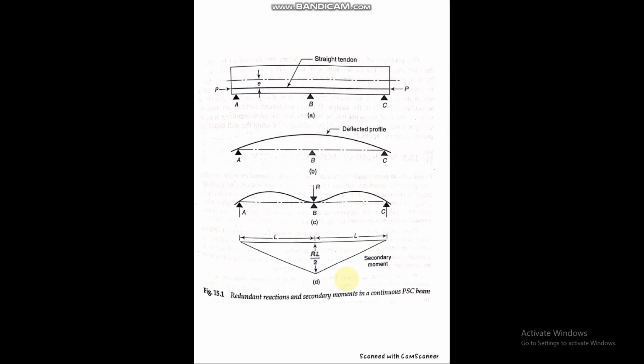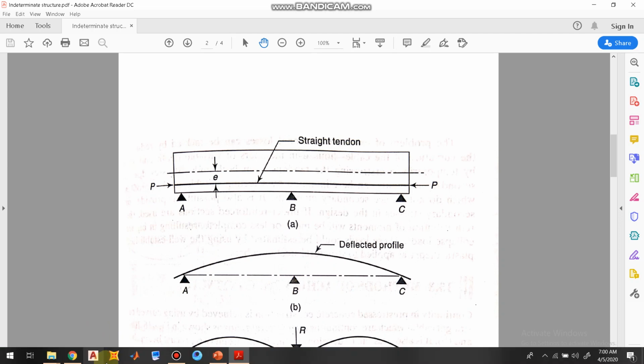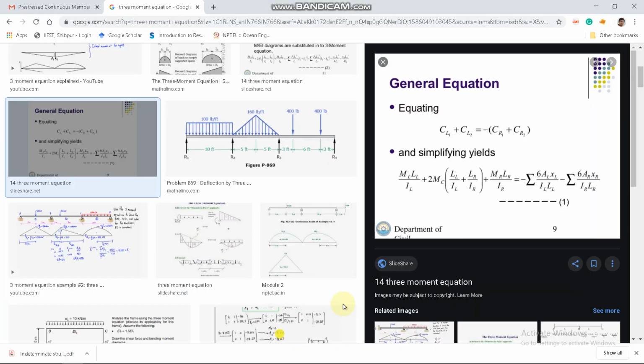Since we are dealing with a continuous beam, you must know how to calculate the moments in a continuous beam. You can easily apply the three moment theorem that you have learned in earlier semesters. So it's quite simple using the three moment theorem. In case you have forgotten, you can simply recapitulate the method.